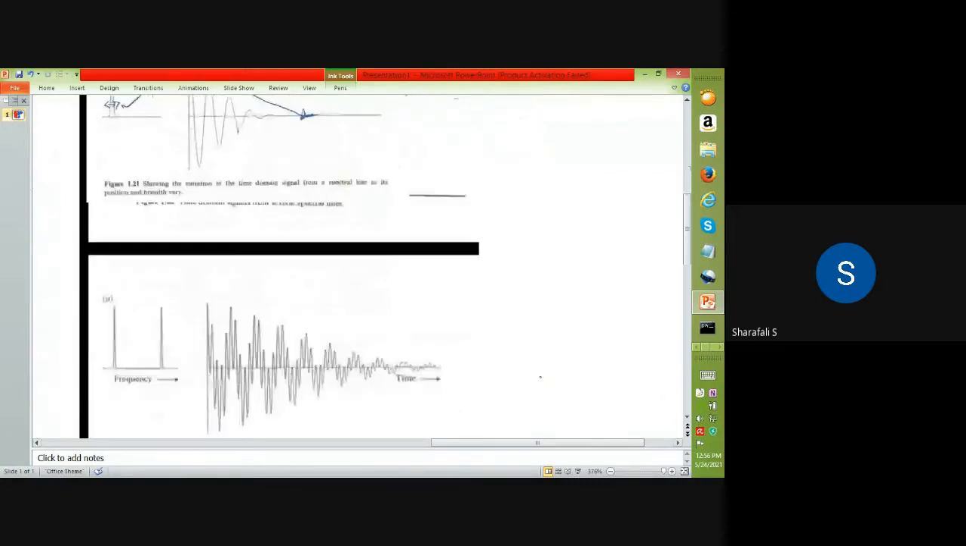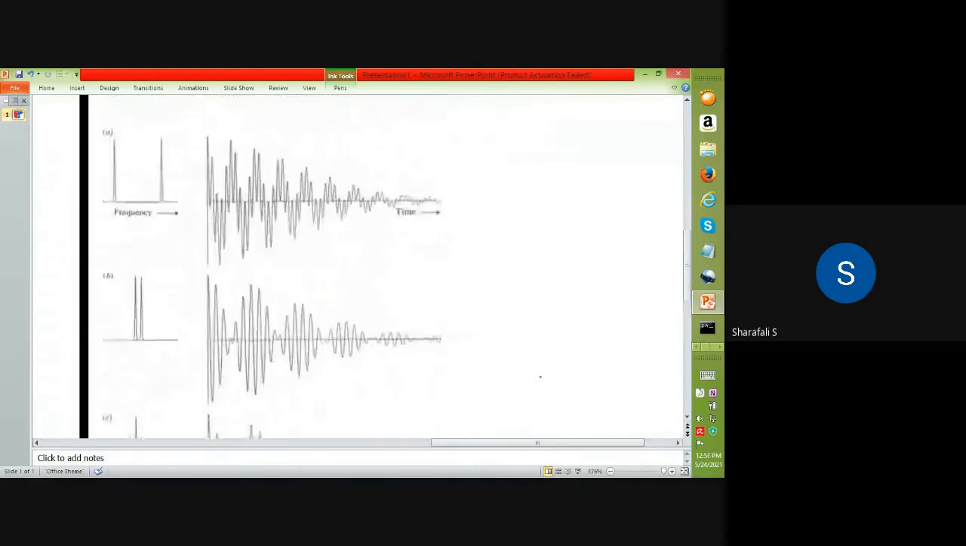And here we have two such signals in the frequency domain, and we convert that into the time domain by using the Fourier transform technique. Then we will get a signal like this. Here also we have that decaying effect, that is, the intensity is getting reduced.